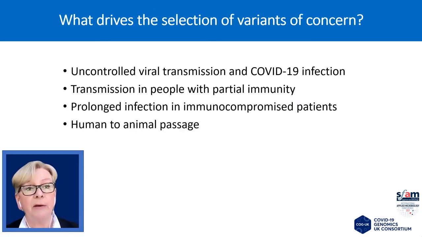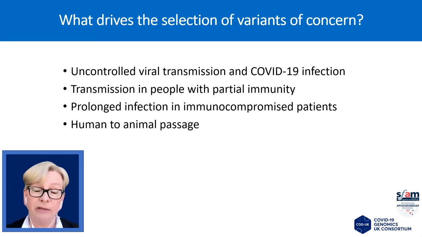Now, when we're thinking about variants, it's important to consider what drives them, in particular if we're trying to drive down variants of concern emerging. The first area where variants of concern are likely to arise is when we have uncontrolled viral transmission and COVID-19 infection. The fact is that if we had no transmission and no disease, then no variants would emerge, because they will only emerge when the virus is replicating in the infected host. So we see variants of concern emerging when there's a high amount of viral transmission between individuals.